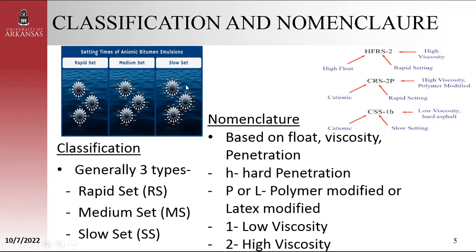There is some nomenclature that is used for asphalt emulsion. H represents hard penetration, and one represents low viscosity. Two is a representation of high viscosity. P or L is a representation of polymer or modified latex, modified, etc.